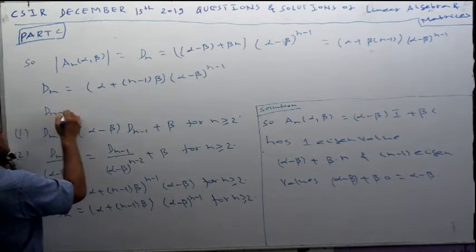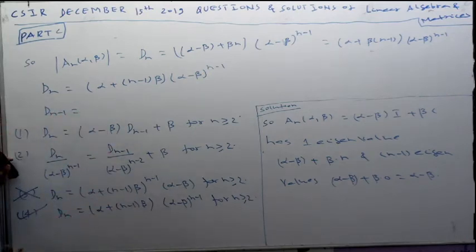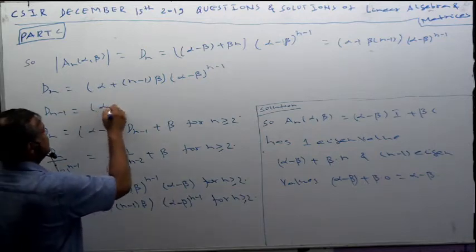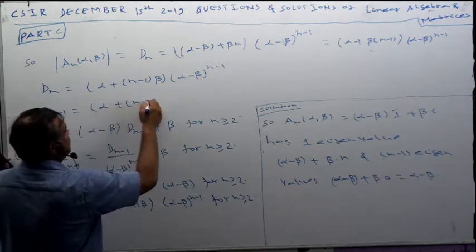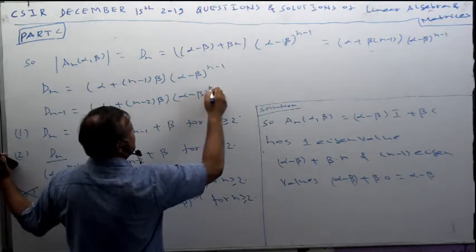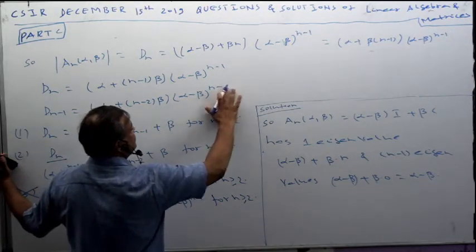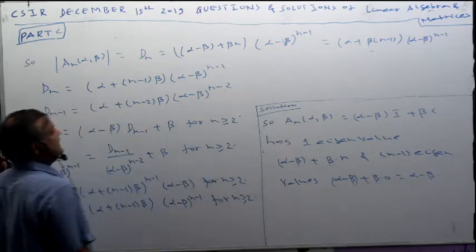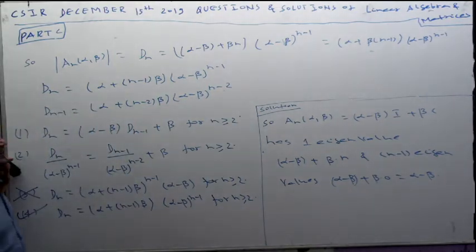And if d_n is this, what is d_(n minus 1)? Just replace n by n minus 1. That is a very trivial thing. (Alpha plus (n minus 2) times of beta) into (alpha minus beta) to the power n minus 2. Because n is replaced by n minus 1, so n minus 1 minus 1, that is n minus 2.